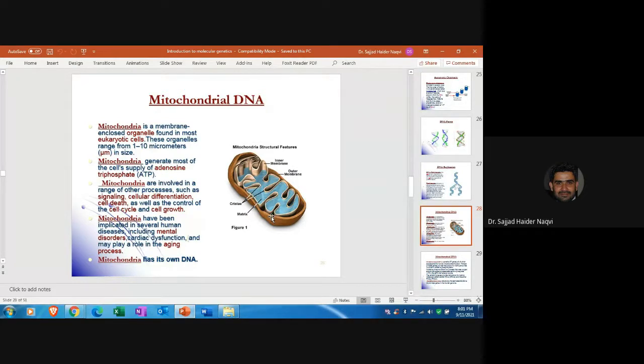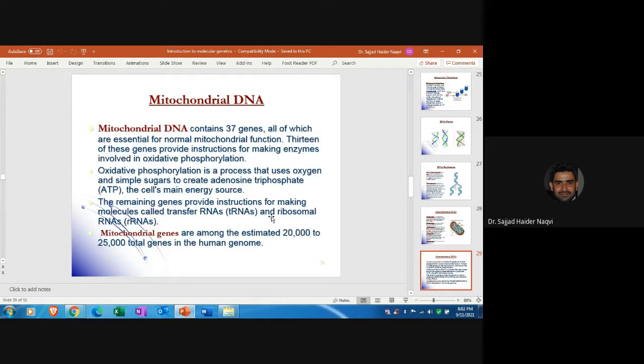Mitochondria, we all know, is the powerhouse of the cell. It is involved in a range of processes like signaling, cellular differentiation, cell death, cell cycle, cell growth, etc. They have also been implicated in several human diseases like mental disorder, cardiac dysfunction, aging, etc. So you need a couple of proteins within the mitochondria for which there is specific mitochondrial DNA.